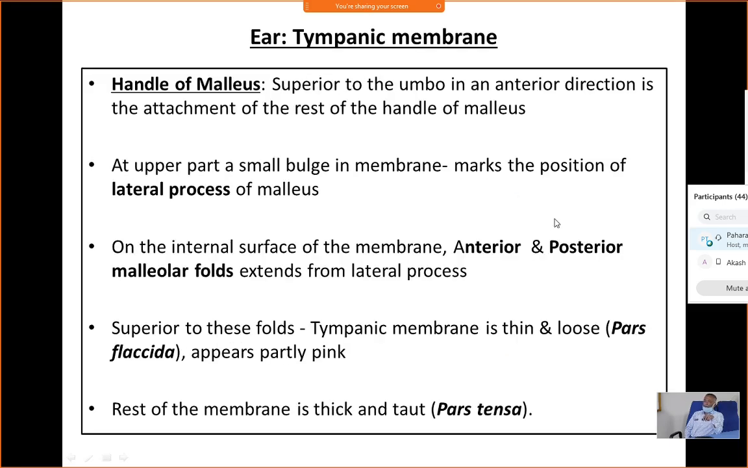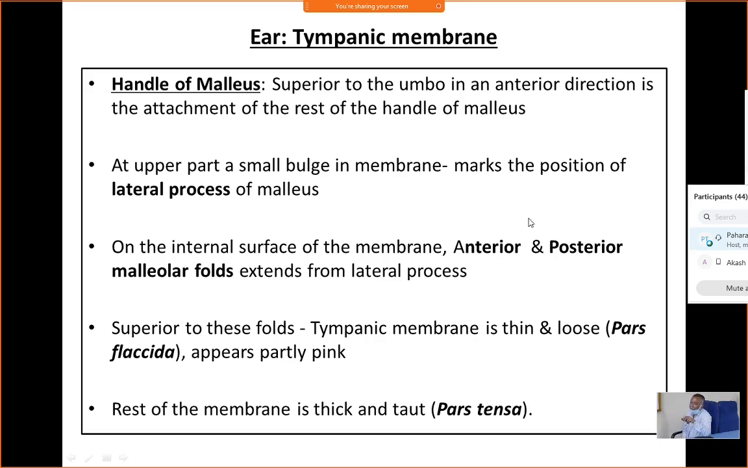Tympanic membrane, pars flaccida. Flaccid means it is thin. So the tympanic membrane above the folds, that is the anterior malleolar fold and posterior malleolar fold, is thin and loose, and it appears partly pink when we examine through the external acoustic meatus. We can see this pink color in the upper part, while the lower part of the tympanic membrane is a bit whitish. So this upper part is called the pars flaccida.